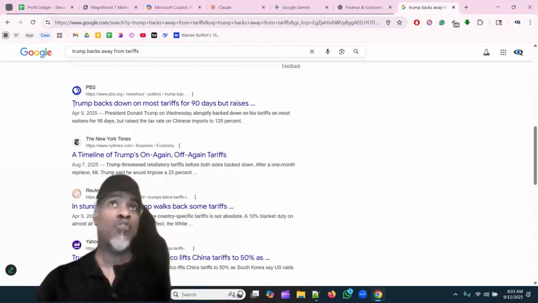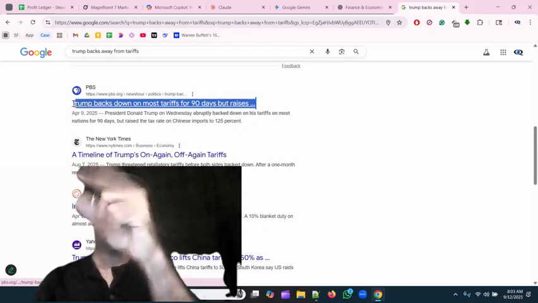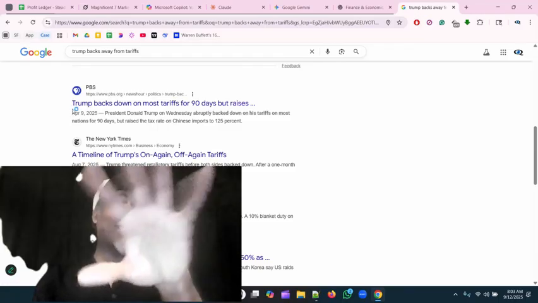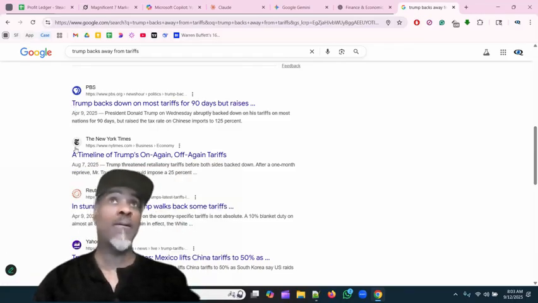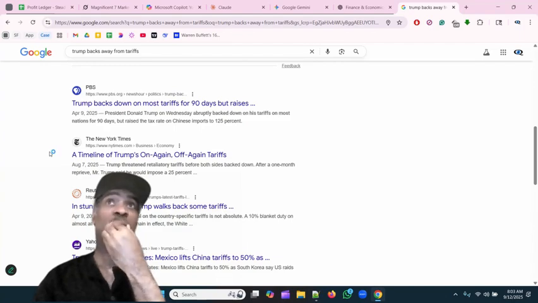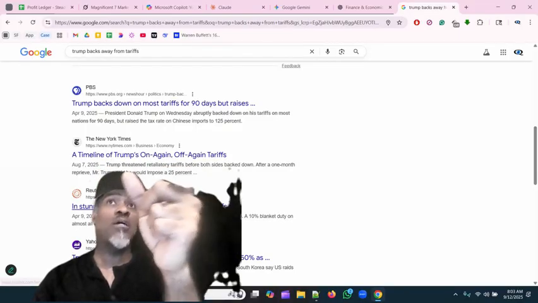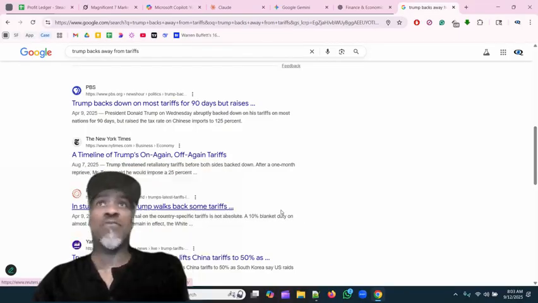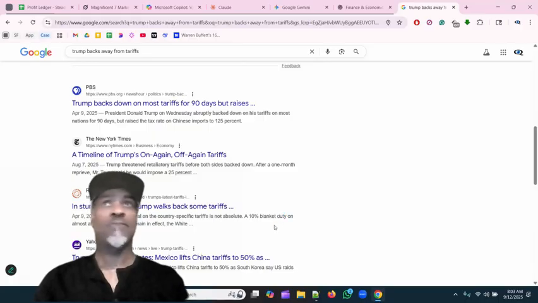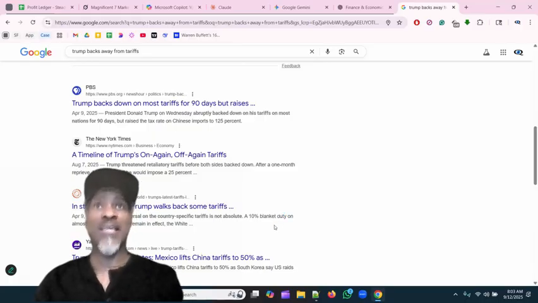Here it is. Trump backs down on most tariffs for 90 days. But after the 90 days is over, he's not going to implement a new one. In a stunning U-turn, this is August 9th. In a stunning U-turn, Trump walks back some tariffs. He is backing off of tariffs.